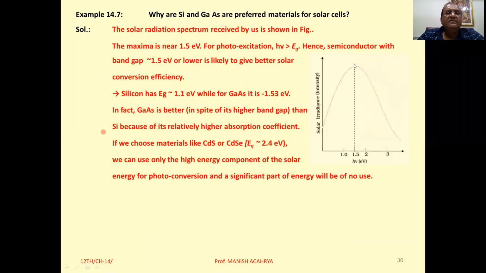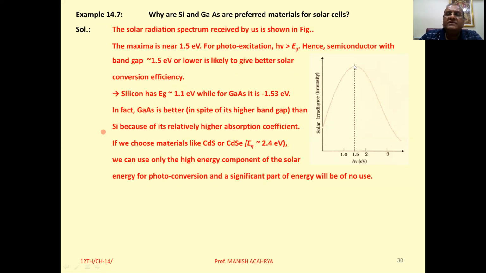Example 14.7. Why are silicon and gallium arsenide preferred materials for solar cells? Now see, a solar cell converts radiation energy, or we can say radiant energy, into electrical energy. Now see, suppose we carry out a study related to the intensity of the solar radiation with different energies which is incident at the surface of the earth.